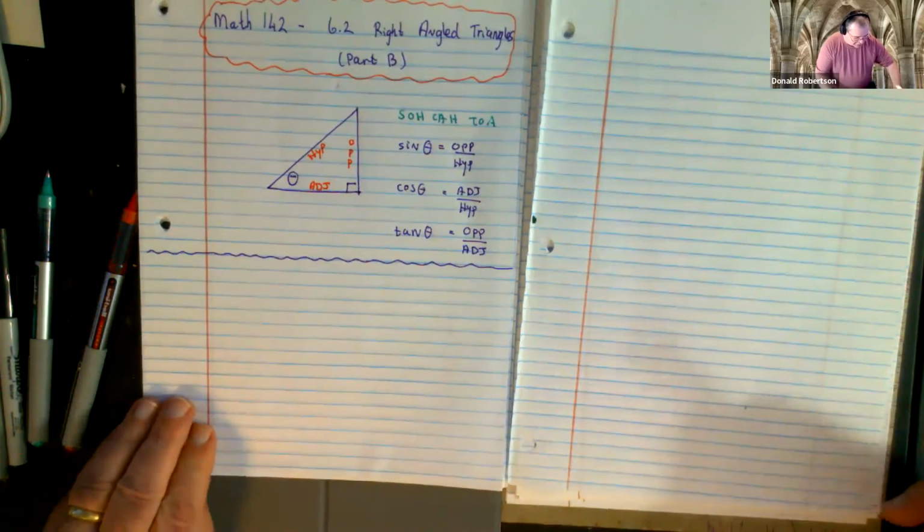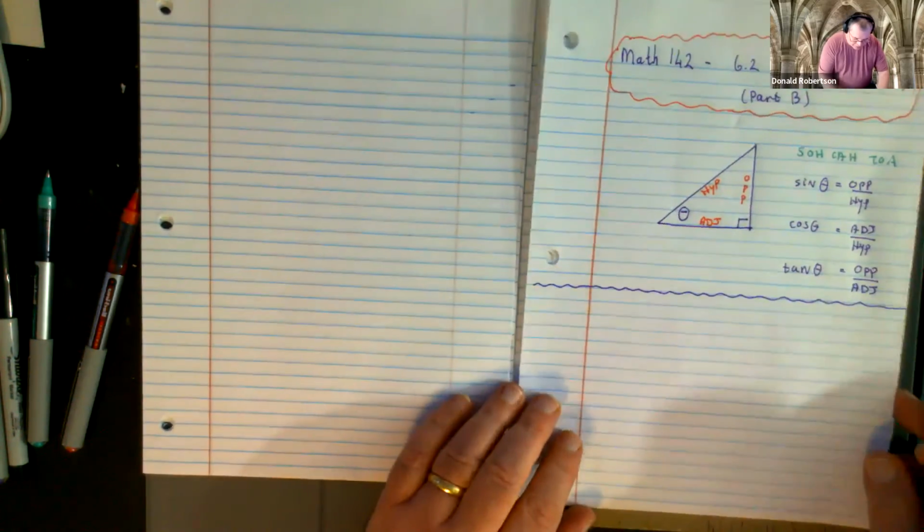SOHCAHTOA, and these three trig ratios are the sine, the cosine, and the tangent. And essentially what these allow us to do is that if you give me a right angled triangle, you only need to give me certain pieces of information, and from that I can find all the other missing pieces. So before we start getting into the sprinkler questions, let's do some of the more straightforward ones, which is kind of overlap from last time.